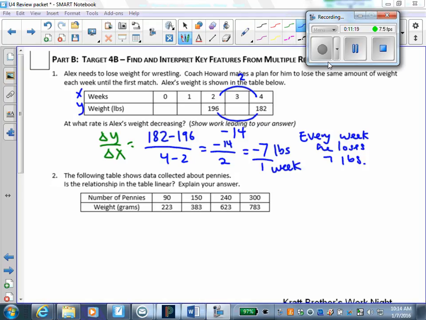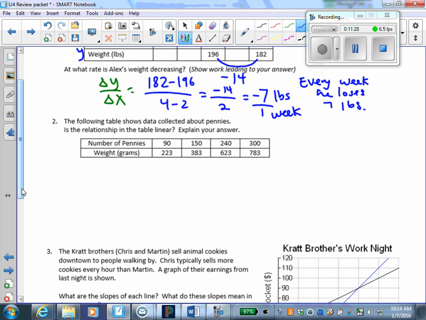The following table shows data collected about pennies. Is the relationship in the table linear? Explain your answer. Okay, so for this to be linear, that would mean it has a constant rate of change, or constant change in y over change in x. So we need to find all the changes.